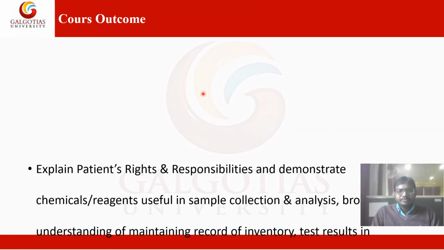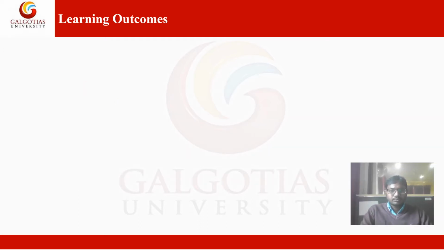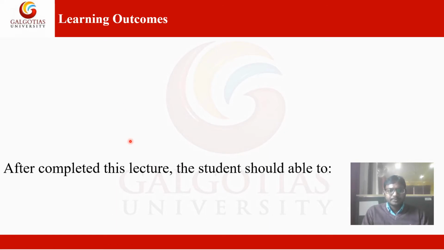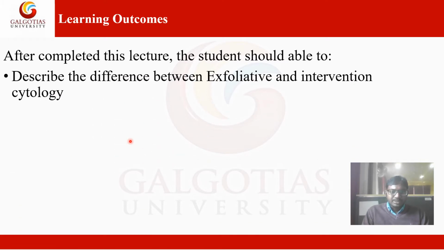The course outcome: explain patient rights and responsibilities, and demonstrate chemicals and reagents useful in sample collection and analysis. Broad understanding of maintenance, record, inventory, and test results in cytopathology and histopathology. Learning outcomes: after completing this lecture, the student should be able to describe the difference between exfoliative and intervention cytology, and describe cytopathology.